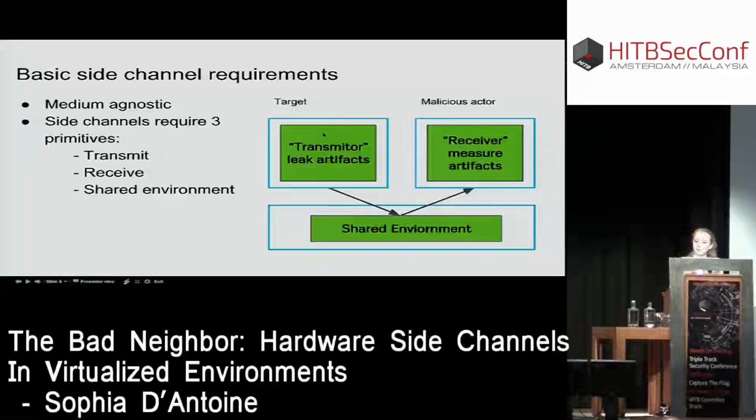The transmitter in this case would be the encryption process, so it's the process that you're targeting. It's running on the system, and because of its behavior, it's changing the system, so it's affecting that shared environment. From a receiving standpoint, as the malicious attacker, you're reading information from that shared environment put there by the target, or the transmitter. But that measurement of the information does not alter the shared hardware. So these are 3 common primitives across all side channel attacks.